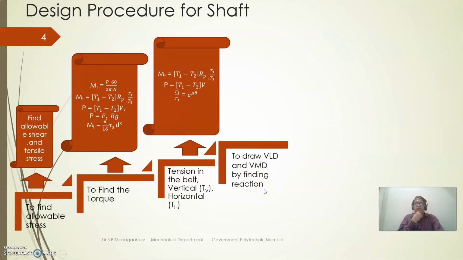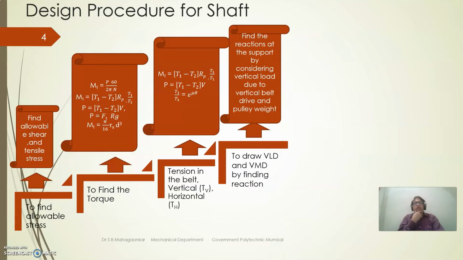So now the fourth step is to draw the vertical load diagram and vertical movement diagram by finding the reaction. Find the reactions of the support by considering the vertical load due to the vertical belt drive and the pulley weight. So this is very important. Sometimes students forget to add the weight of the pulley. If the weight of the pulley is given, you take it, otherwise you don't take it.